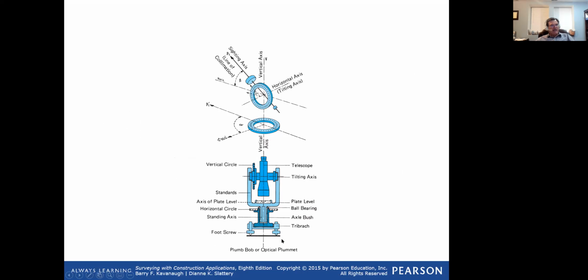Don't worry too much about it. But right here is the tribrac, and these are the leveling knobs I described. And here's where your optical plumb shoots down the middle. Like I said, today we have lasers. There's your level knobs to adjust everything. And that's how that works.